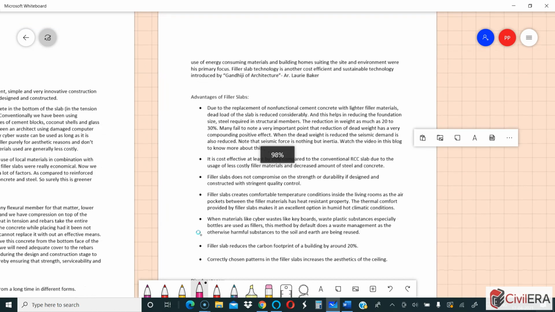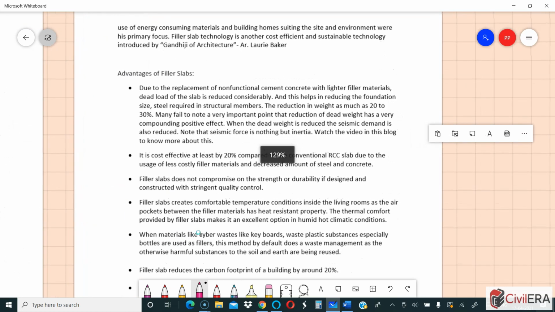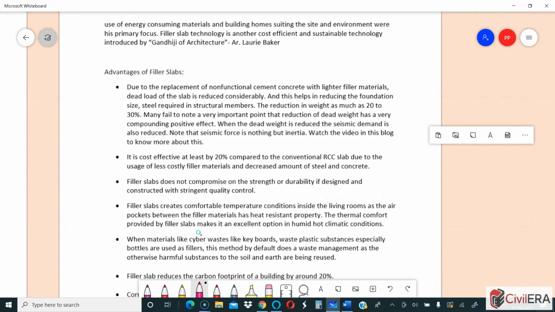Now let's discuss some advantages of filler slabs. Due to the replacement of non-functional cement concrete with lighter filler materials from the tension zone, the dead load of the slab is reduced considerably. This helps in reducing the foundation size and the steel required in structural members. A reduction in weight of as much as 20 to 30% can be achieved if you are doing it in the right manner.